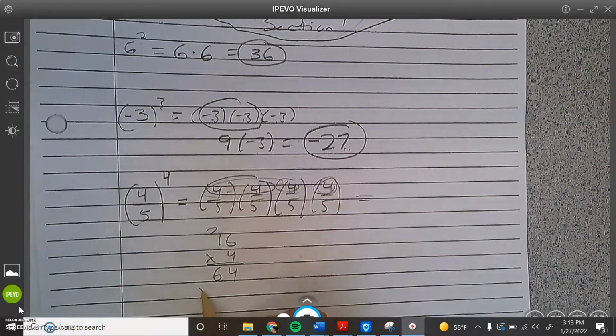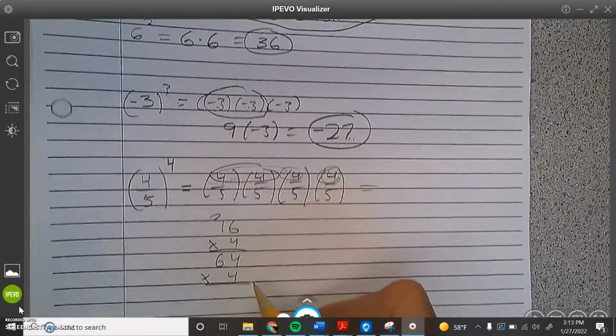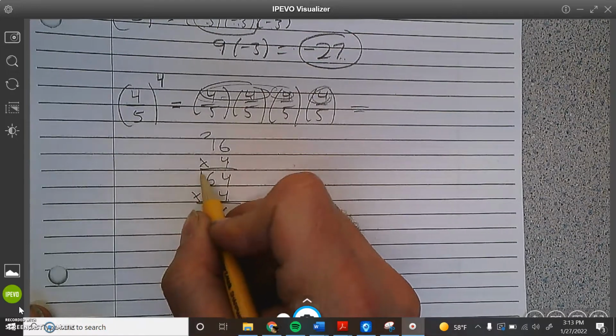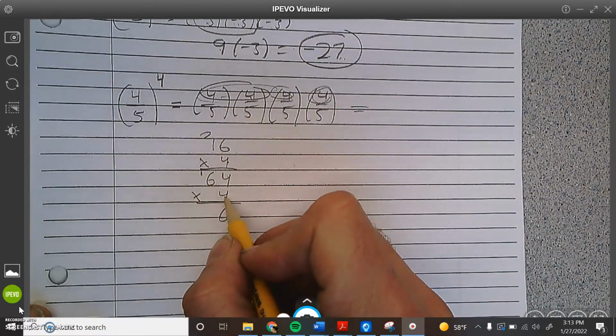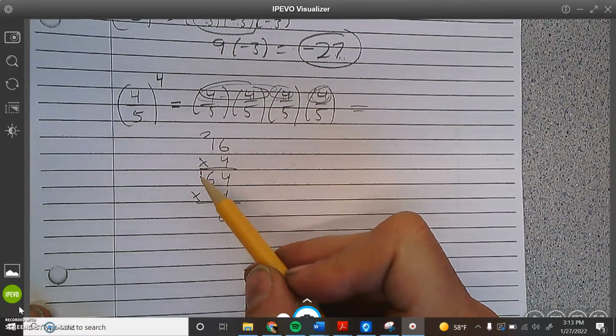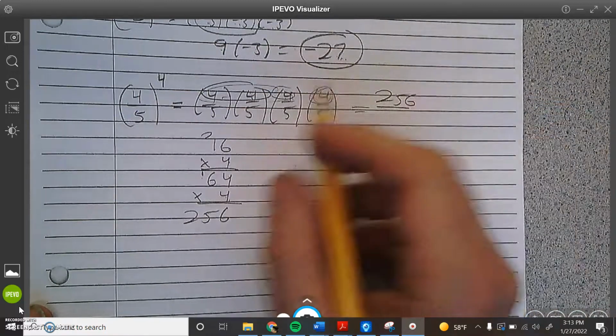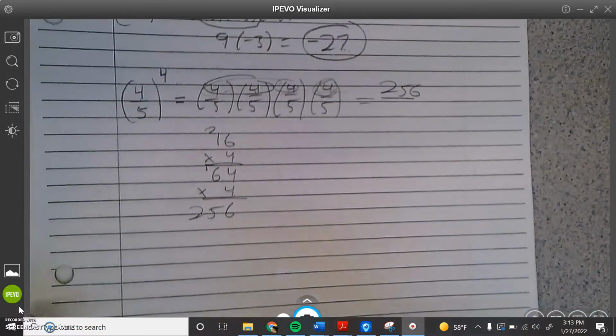But I have one more 4 there, so I'm going to keep going. Multiply by 4 again. 4 times 4 is 16. Bump the 1 to the tens place. 4 times 6 is 24, plus 1 is 25. So 256. So 4 to the fourth is 256.